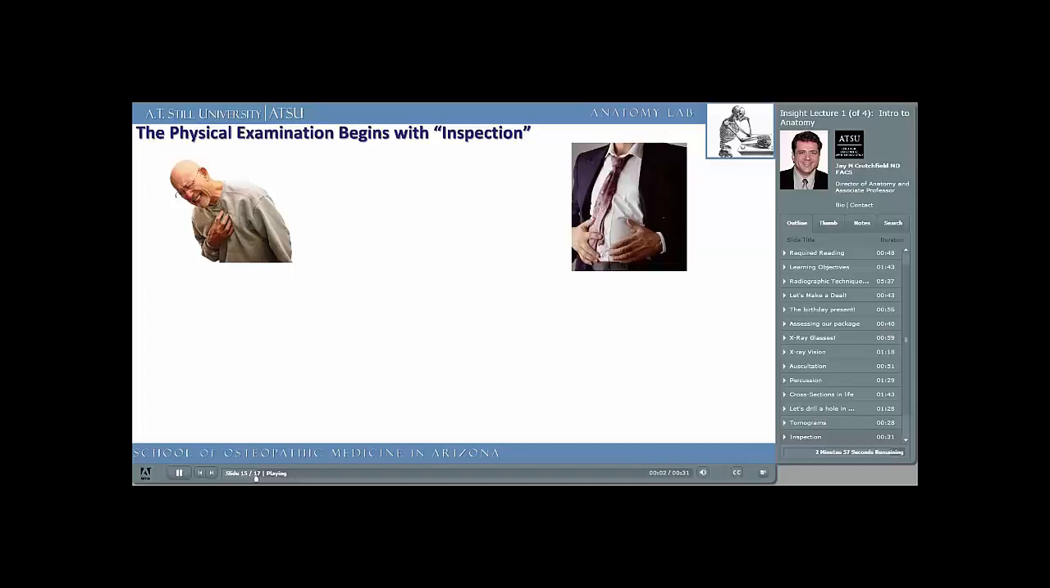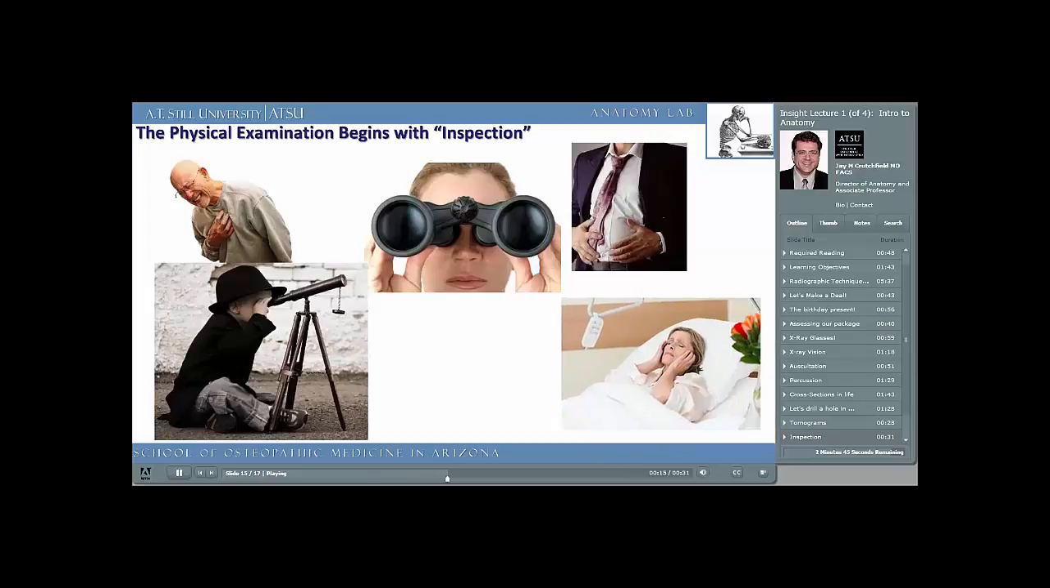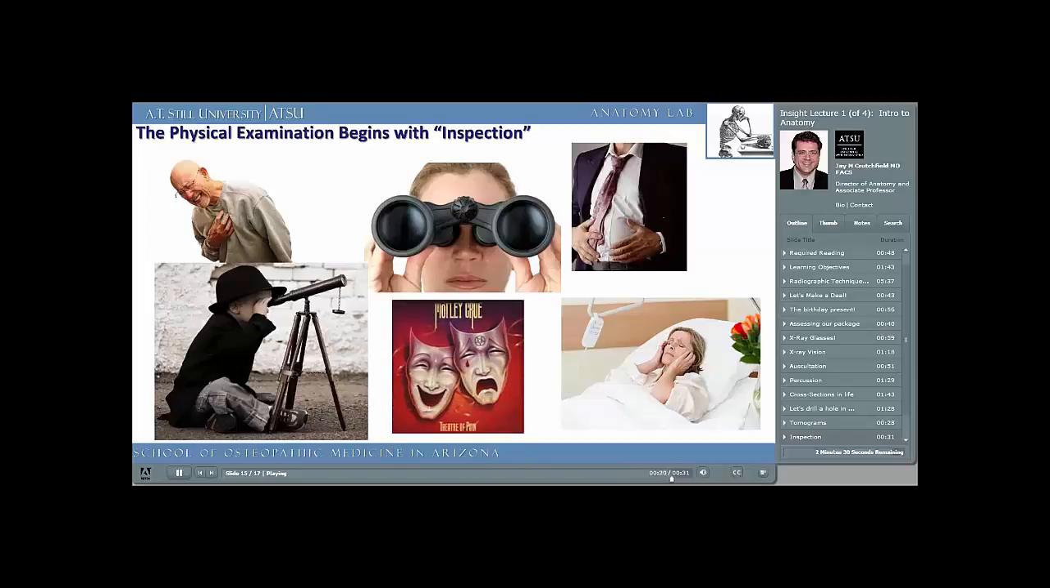The physical examination of our package, i.e. the package of the human body, begins with inspection, looking at it. We have to look at the patient and form a clinical judgment. Do they look sick? Are they faking it? Are they malingering? Are they near death? Are they in pain? Are they happy but complaining that they're in pain? All of these interrogatories allow us to better explain and better assess what's going on with our human package. Truly, the hospital can be a theater of pain.